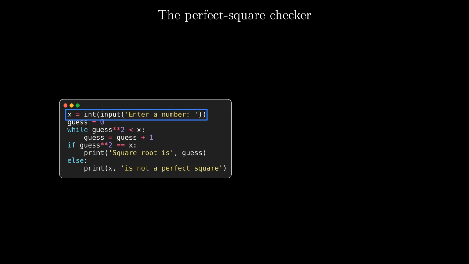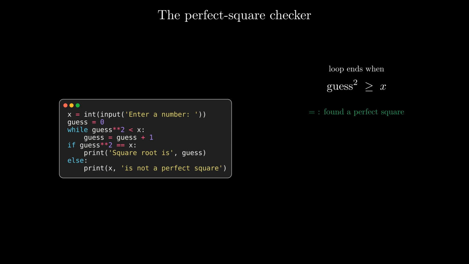Here's the code. First we read a number from the user and call it x. We set guess to 0, then comes the while loop, whose condition is our stopping rule. Keep looping while guess squared is less than x. Inside the loop, we do one thing, increment the guess by 1. So guess climbs 0, 1, 2, 3, as long as its square stays below x. Eventually, the condition turns false. That happens when guess squared becomes greater than or equal to x.